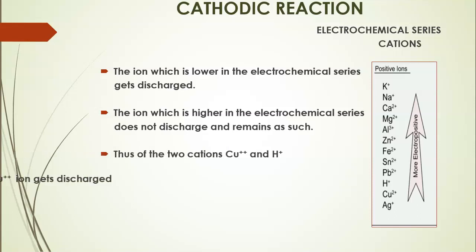So, of the two, copper and hydrogen, copper ions get discharged. That is, they will accept electrons and form copper. So, as a result of electrolysis of copper sulfate solution, that is aqueous copper sulfate, copper is formed at the cathode.